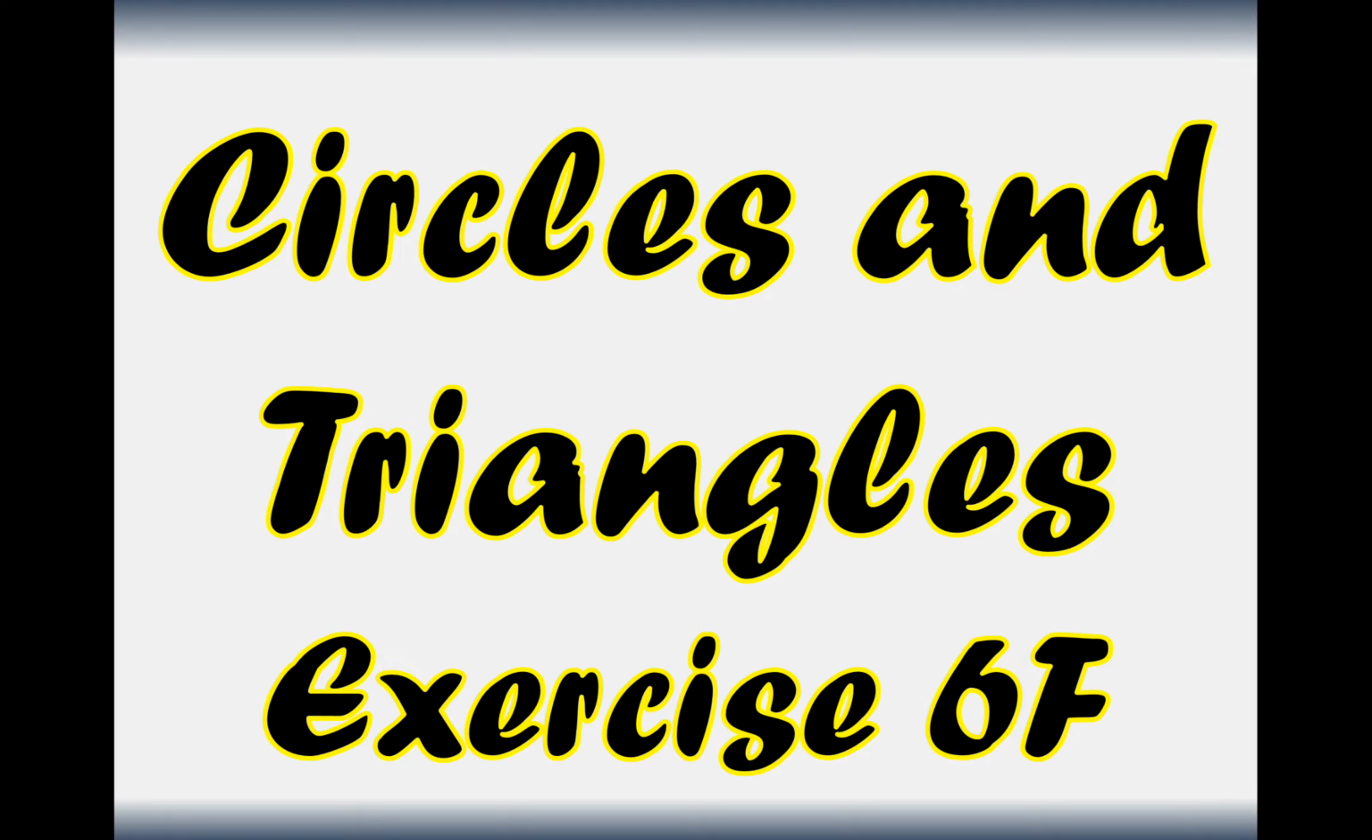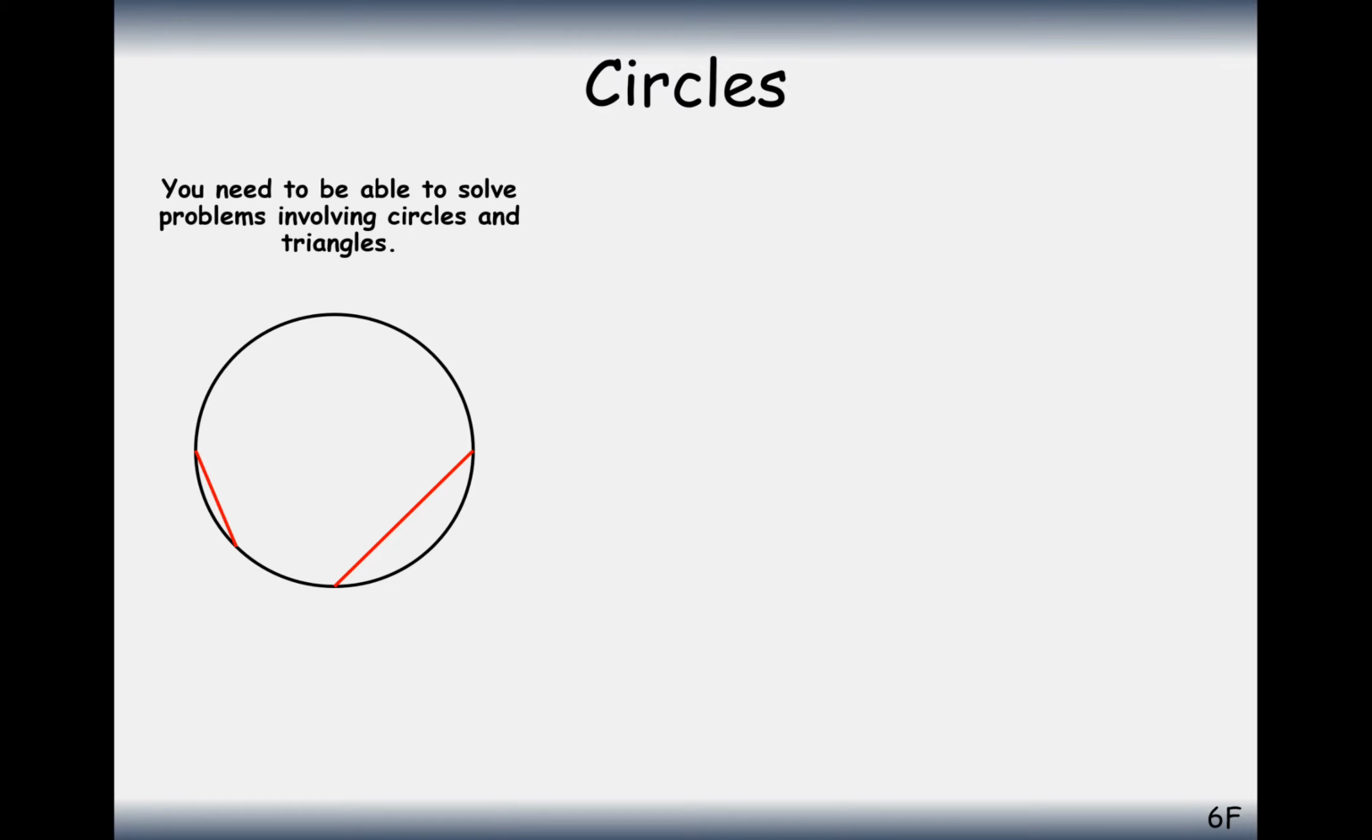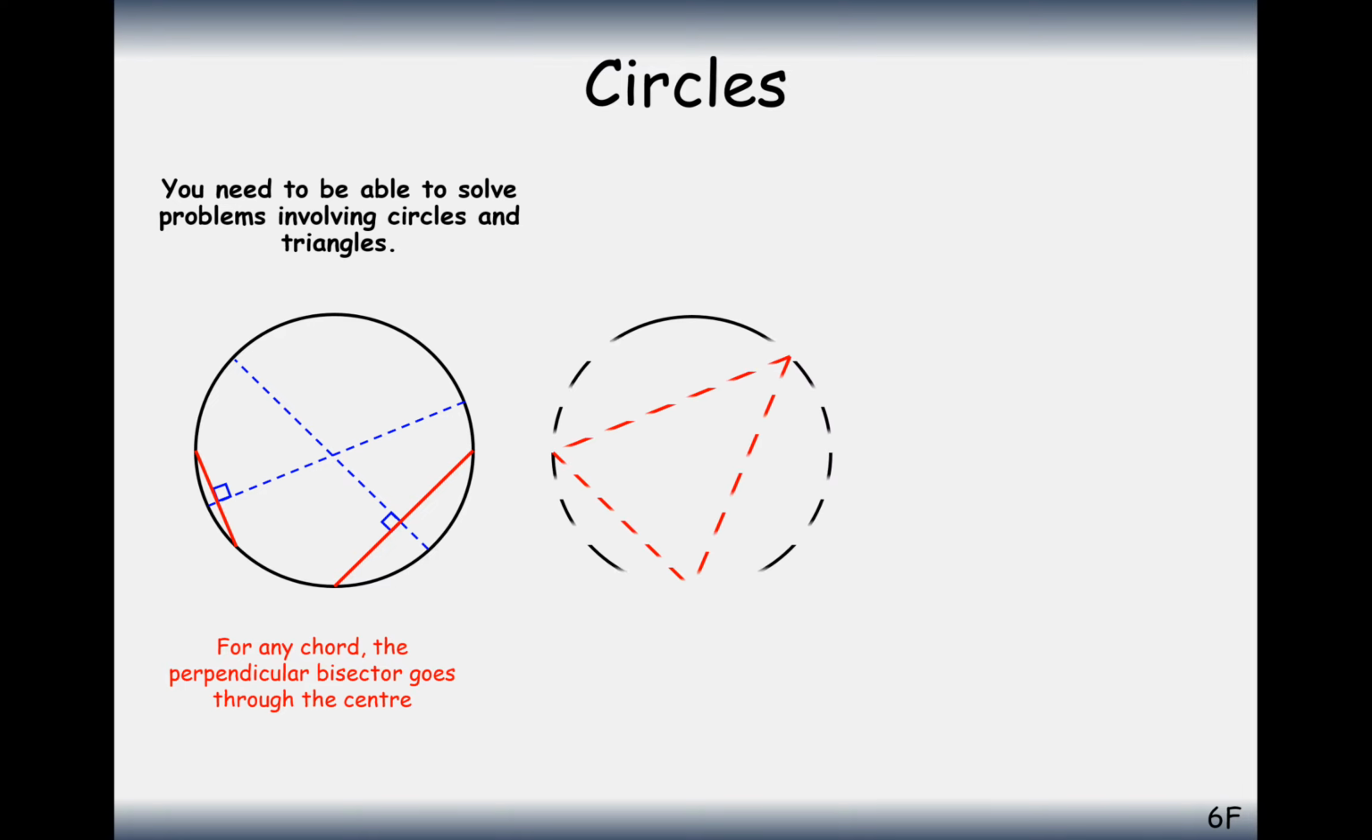So what we've seen already at GCSE in circle theorems is that if you perpendicularly bisect a chord, then it will go through the centre of the circle, and if you do that twice you can locate the centre of a circle.